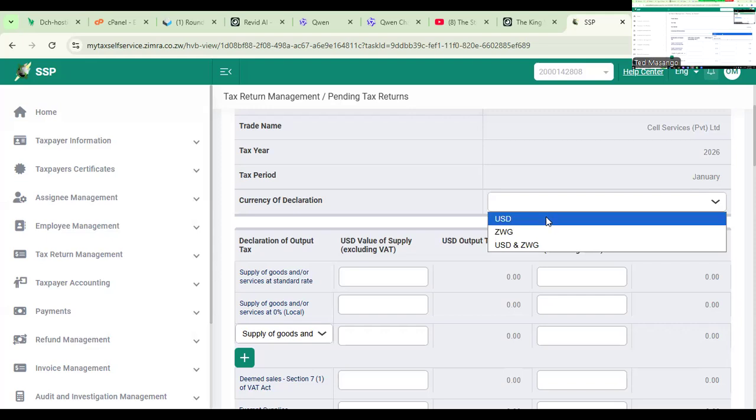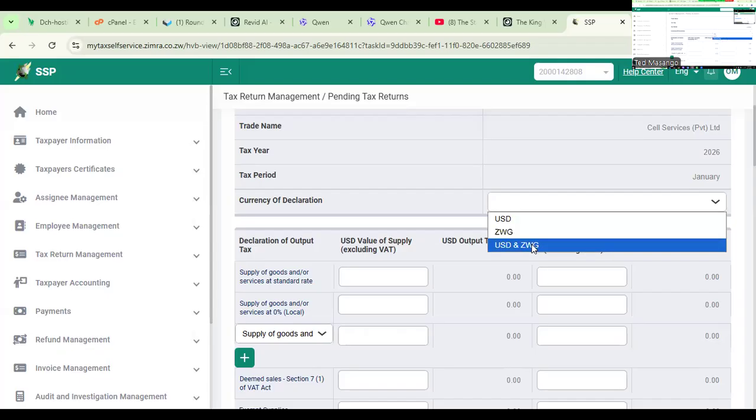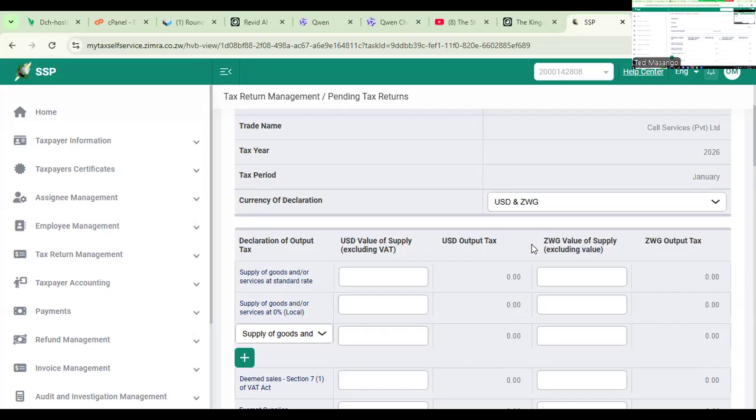Are you only doing it for USD? Because you could do a USD return on its own. You could also do a ZWG return on its own, or you could just do the submission at once. So when you click USD and ZWG, like what I did, you could find this side is for USD value of supply. So I'm going to explain as we go. Then this side is for ZWG.